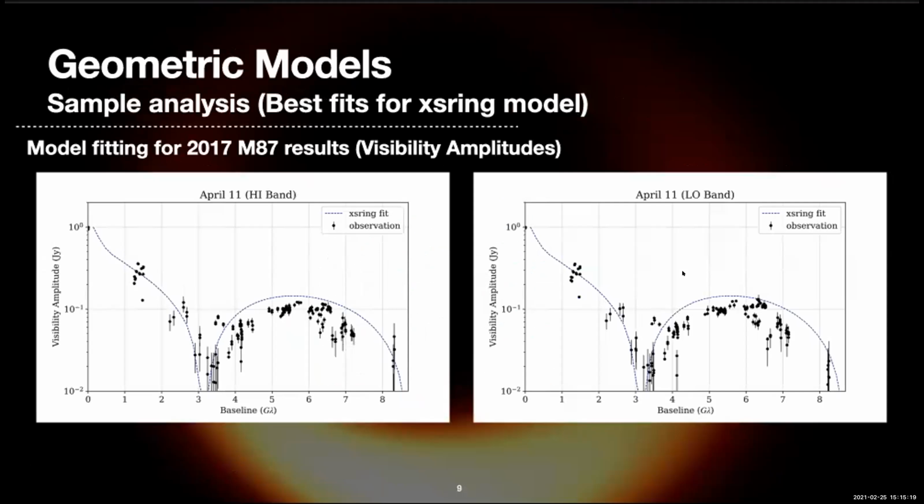Now first we try to simulate some data sets and fit the models to that particular set of models that we want to choose. Now we actually fitted the models to these M87 results that ngEHT found in 2017. So here are the plots for the visibility amplitudes over the baseline length.